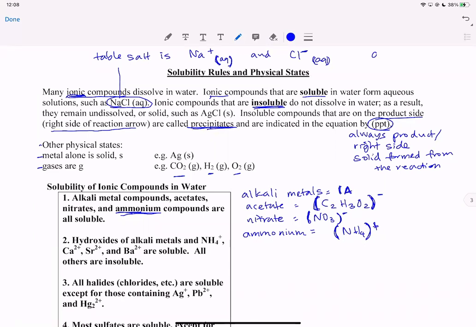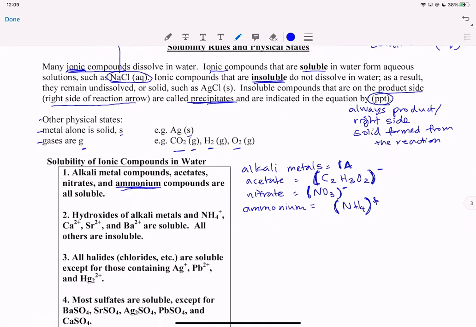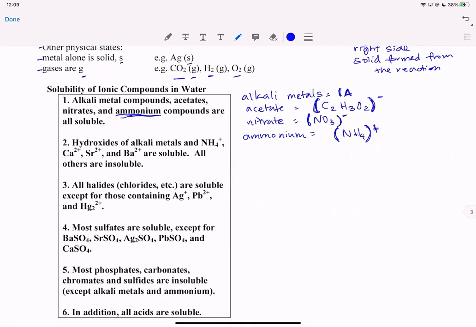AQ means aqueous solution. This AQ is the physical state that you put in parentheses as a subscript. And so when you have a solid, you have an S in parentheses as a subscript, or when you have a gas, that's a G in parentheses as a subscript. Okay, so we're going to use these solubility rules to figure out when you have an ionic compound, will it dissolve in water? Yes or no?